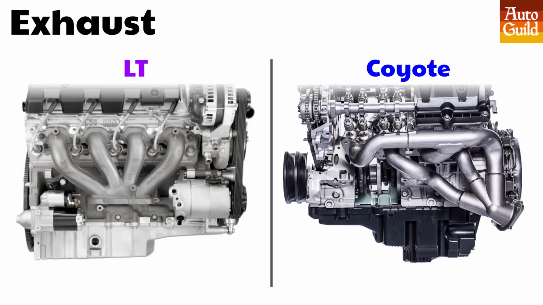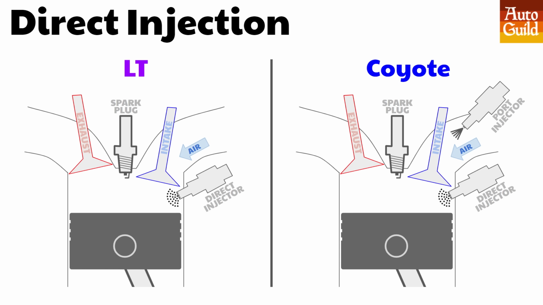Direct injection. Okay, this is more about the magic that's happening inside the cylinder heads. A quick reminder, the LS does not have direct injection on any of its engines. The LT has always had it, and the Coyote got direct injection for the Gen 3 Coyote, which came out for the 2018 model year. The Coyote combines a high-pressure direct injection system with a low-pressure port injection from the previous generations.